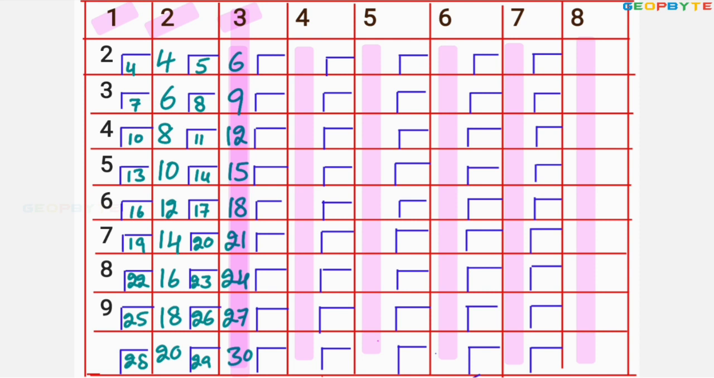Look at the third table. So third table, 3 1 jar 3, 3 2 jar 6, 3 3 jar 9, 3 4 jar 12, like that. 3 10 jar, 3 into 10 equal to 30. I hope you clearly understood. Similarly, let us go for the table 4.